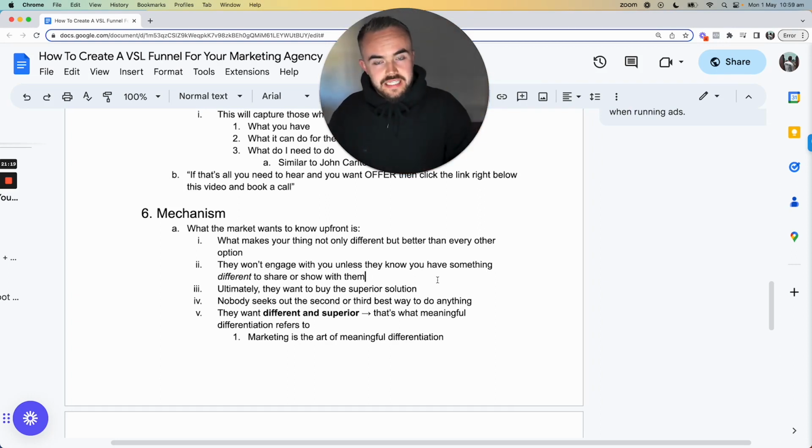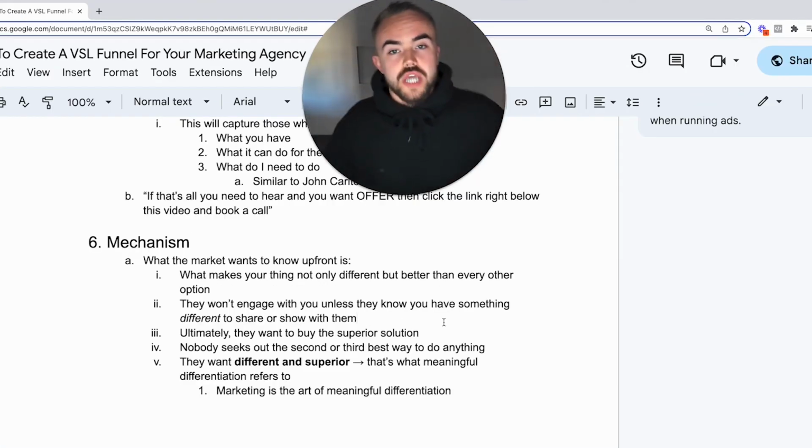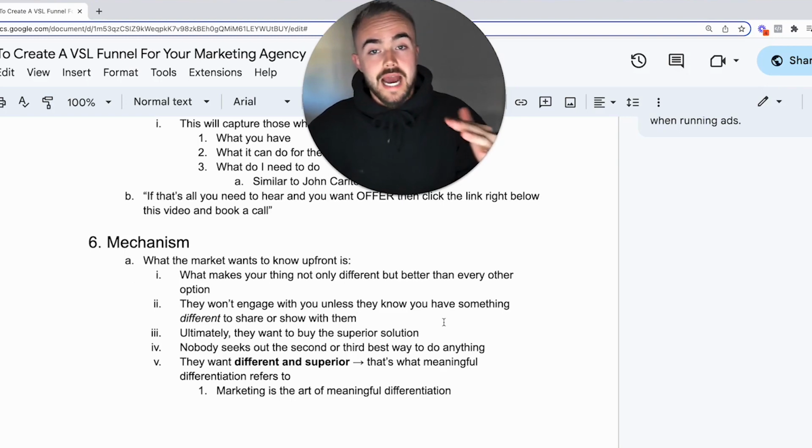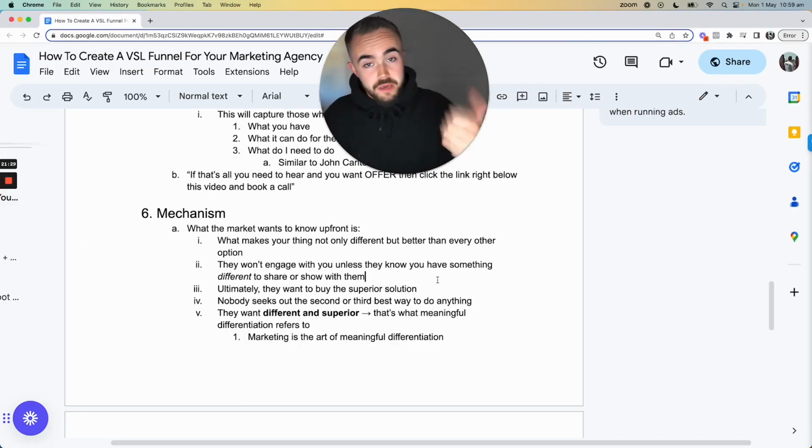The reason that's important is because desires don't change. In any market that you go into, there's a pre-existing desire that the whole market has, and that's never going to change. For example, people always want more money.